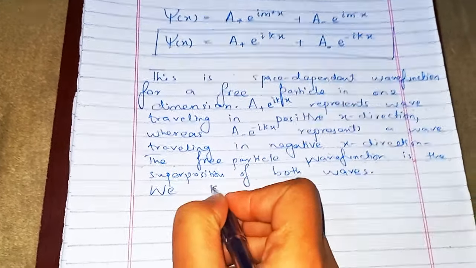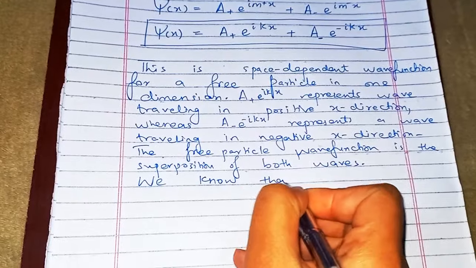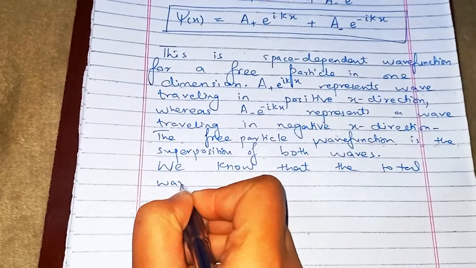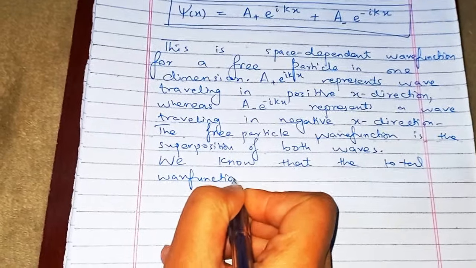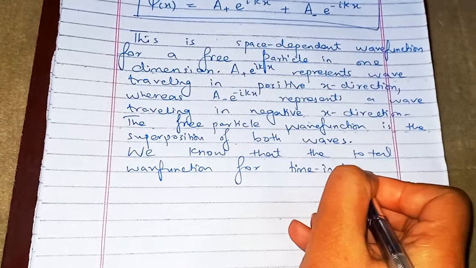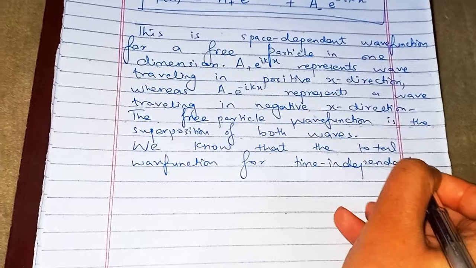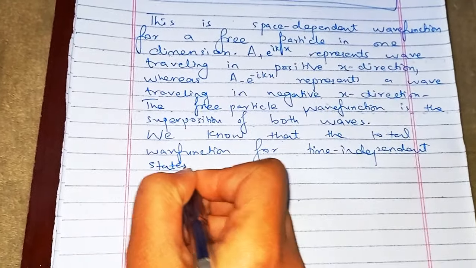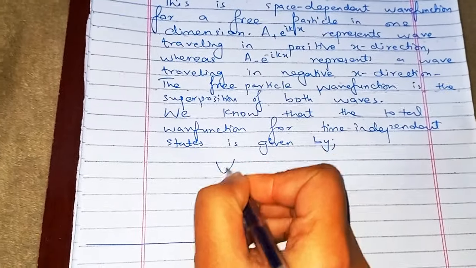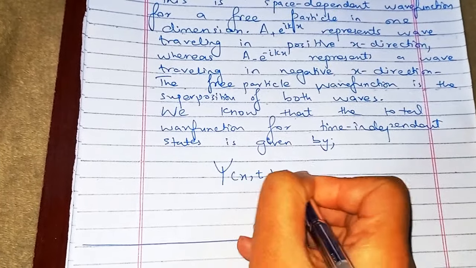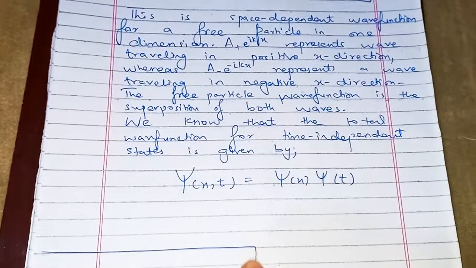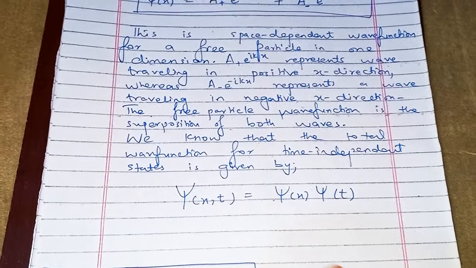Now we know that the total wave function for time independent states is given by psi of x and t equals psi of x times psi of t. Now we are having a moment of truth.